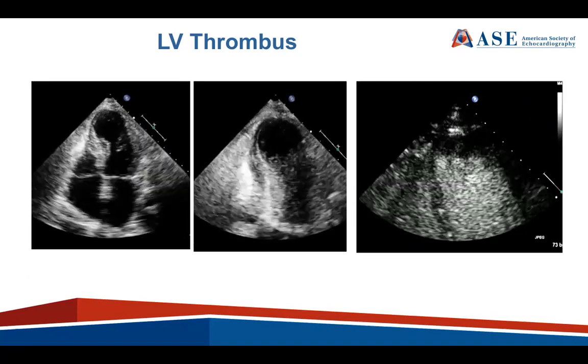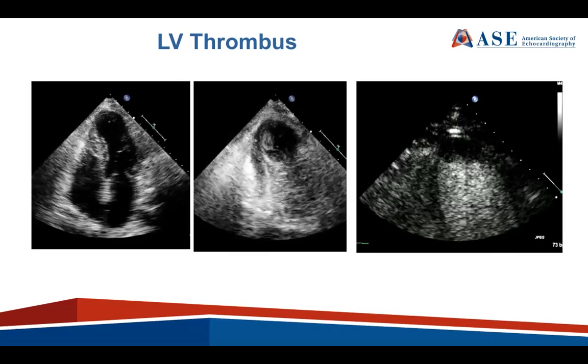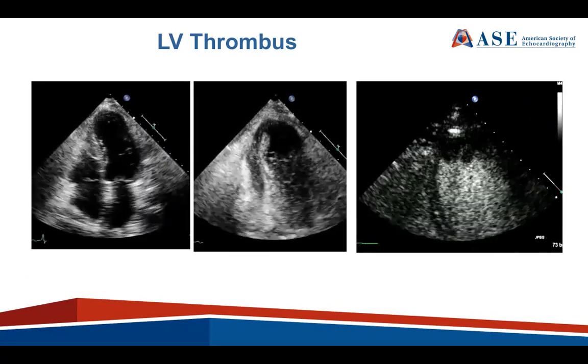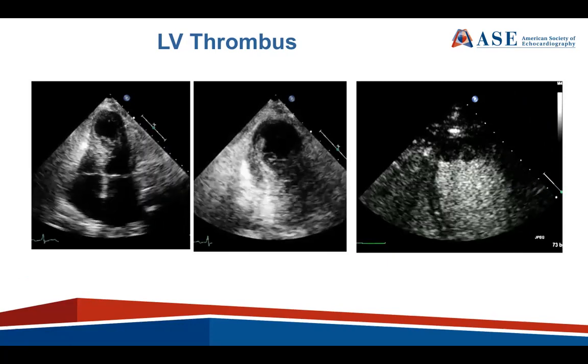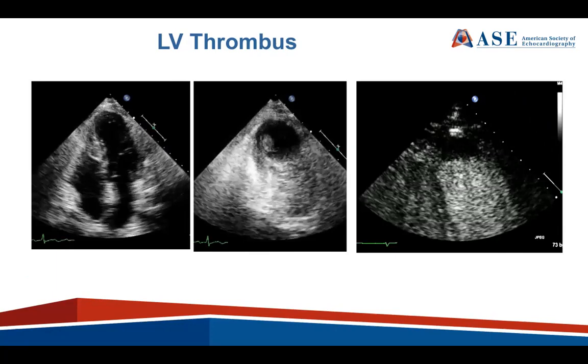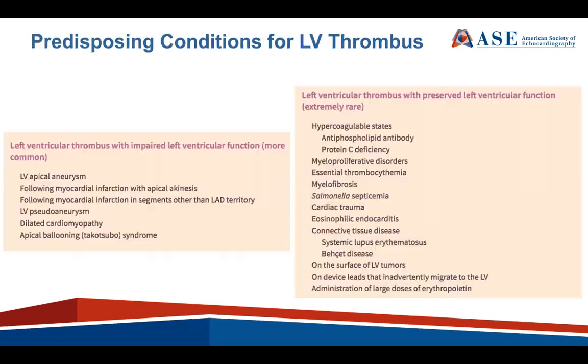A few more examples of why it's important to use contrast. Well, on the left-hand image, we see here that the basal and mid segments are contracting reasonably well, whereas the apical segment is akinetic. We go slightly off axis and we see something that looks like there's a potential filling defect there. And after administration of contrast, it really becomes much more obvious.